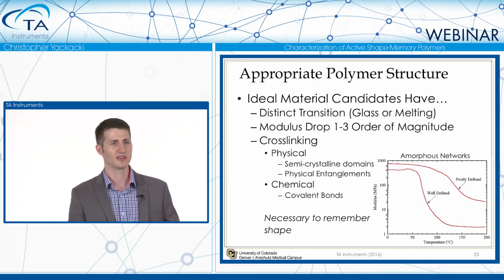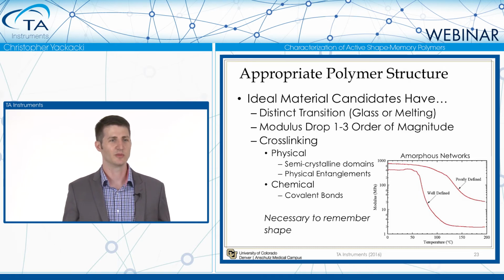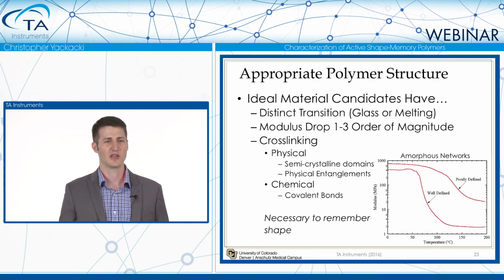There needs to be some cross-linking, whether it be physical entanglements in the polymer, a semi-crystalline domain, or a covalent bond. But you need that cross-linking to remember its shape so it doesn't just assume a new identity every time you heat it up.